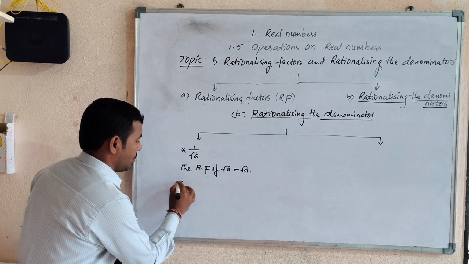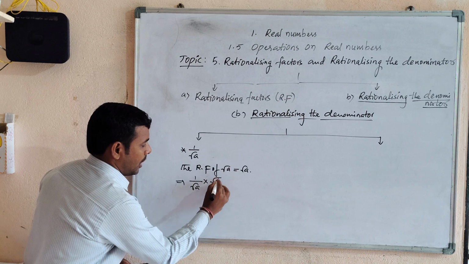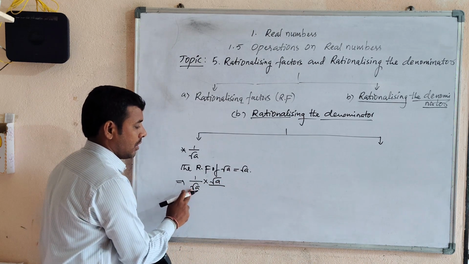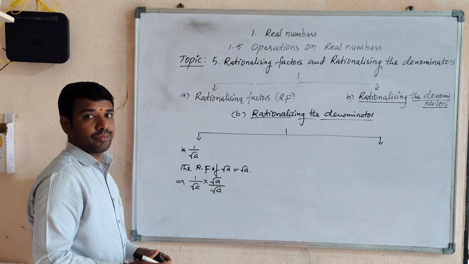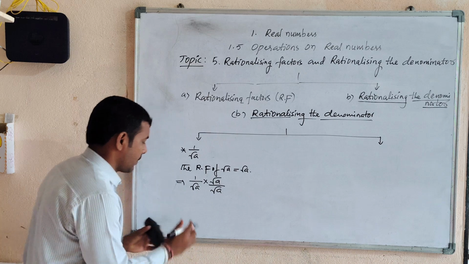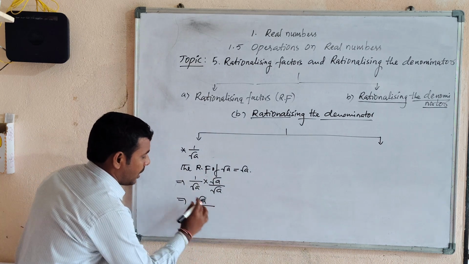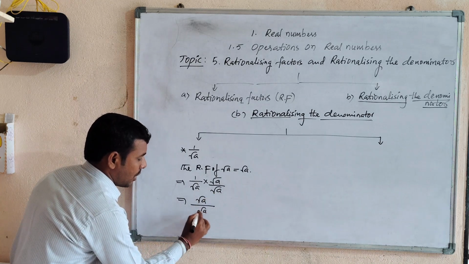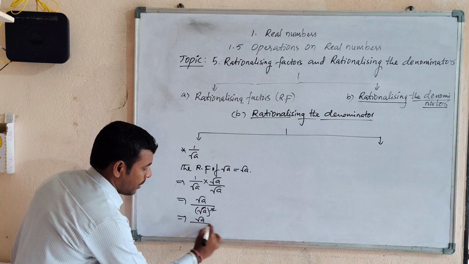Now what to do? For 1 by square root of a, you multiply with its rationalizing factor in the numerator as well as the denominator. Why is this process going on? I will tell you, wait. Now, 1 into square root of a by square root a into square root a, whole square root cancels. The answer is square root of a by a.